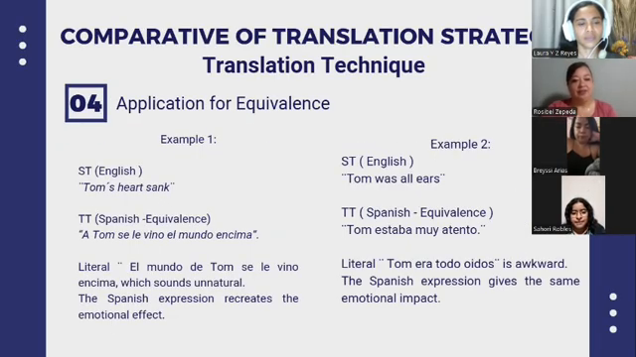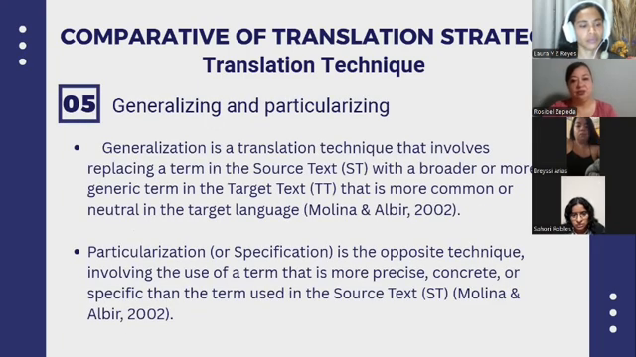An example of equivalence: we have the source text in English, Tom's heart sank. The Spanish equivalent will be, a Tom se le vino el mundo encima. If we translate it literally, it will be, el mundo de Tom se le vino encima, which sounds unnatural. The Spanish expression recreates that emotional effect. So, in other words, the translator chooses a target language expression that gives the same idea or function as the original, even if the words differ. Now, my classmate Yadira is going to continue.